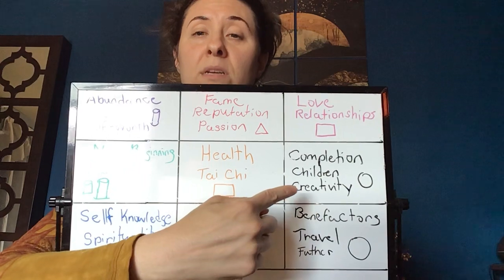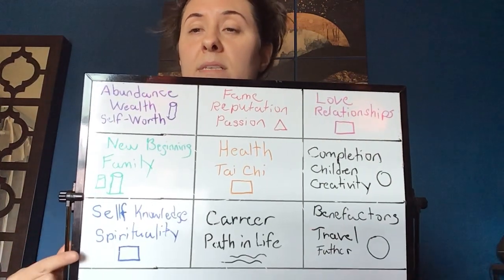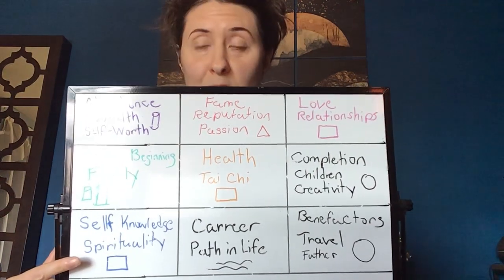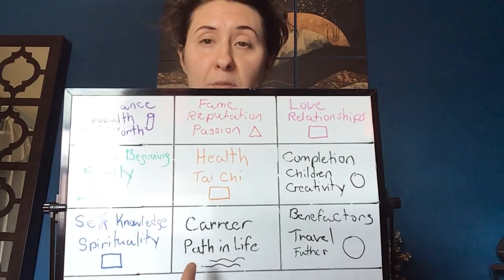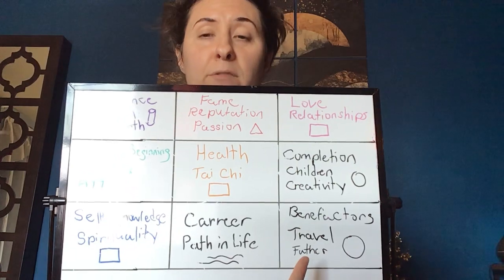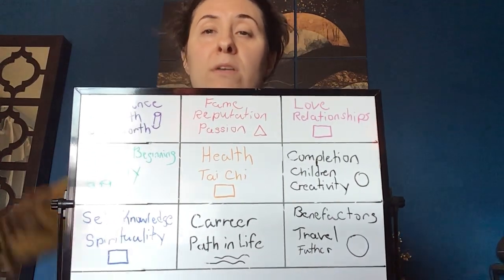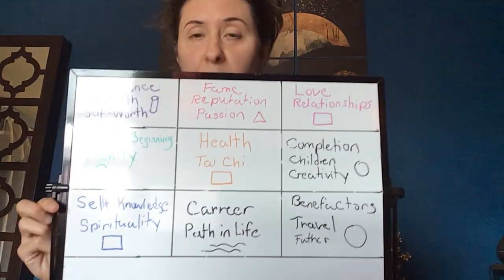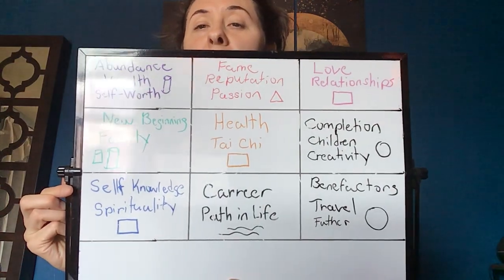This is completion, children, and creativity. And this is self-knowledge, self-cultivation, spirituality. And here we have career and your path in life. And then in this corner we have benefactors, travel, father. Also, this top corner is mother, in addition to all of your relationships. So that's the name of all of the areas.